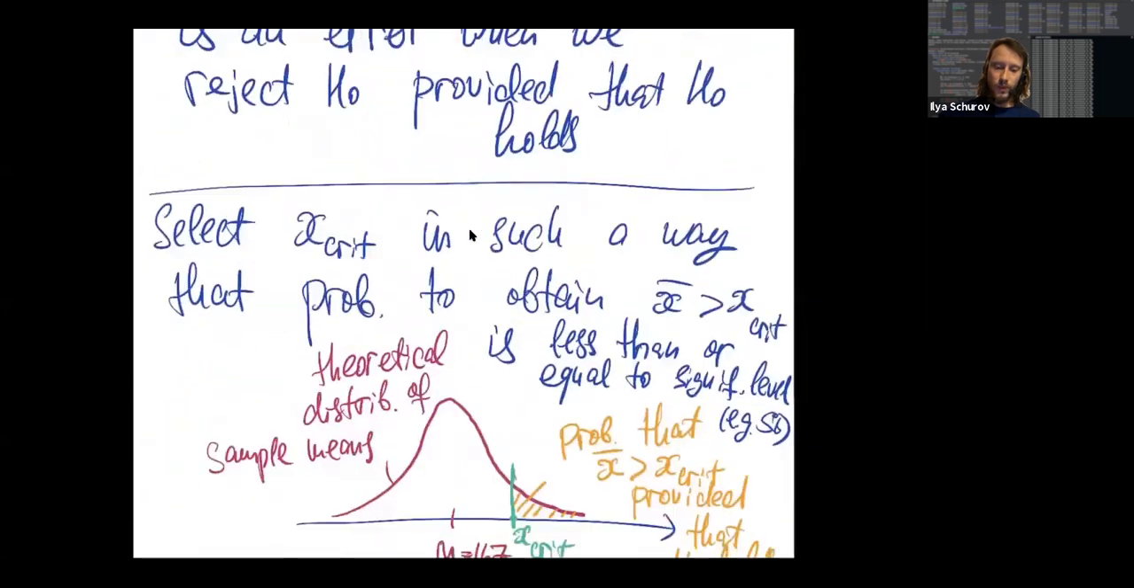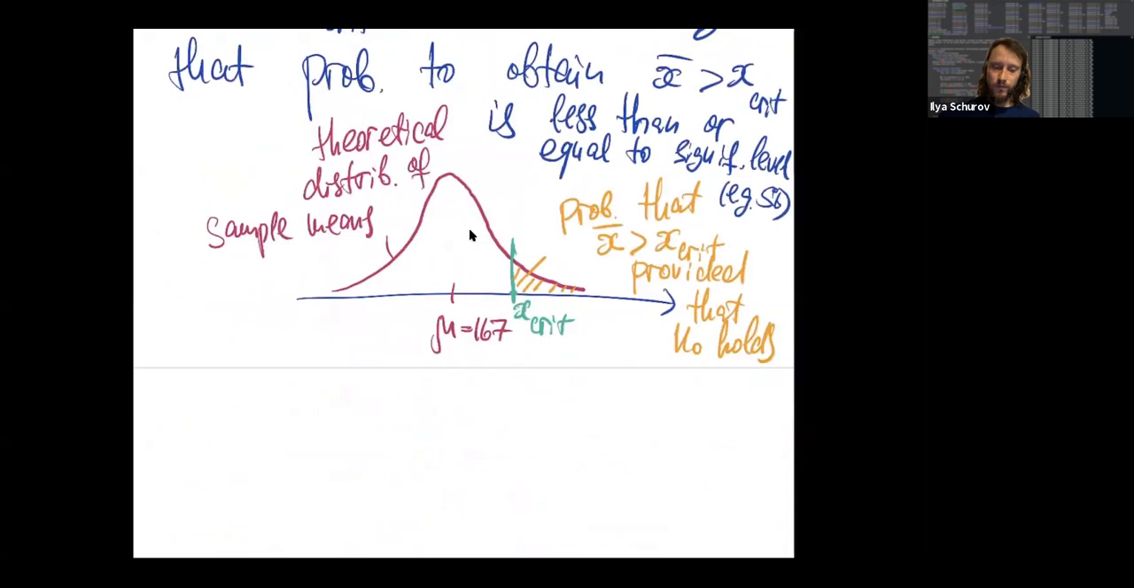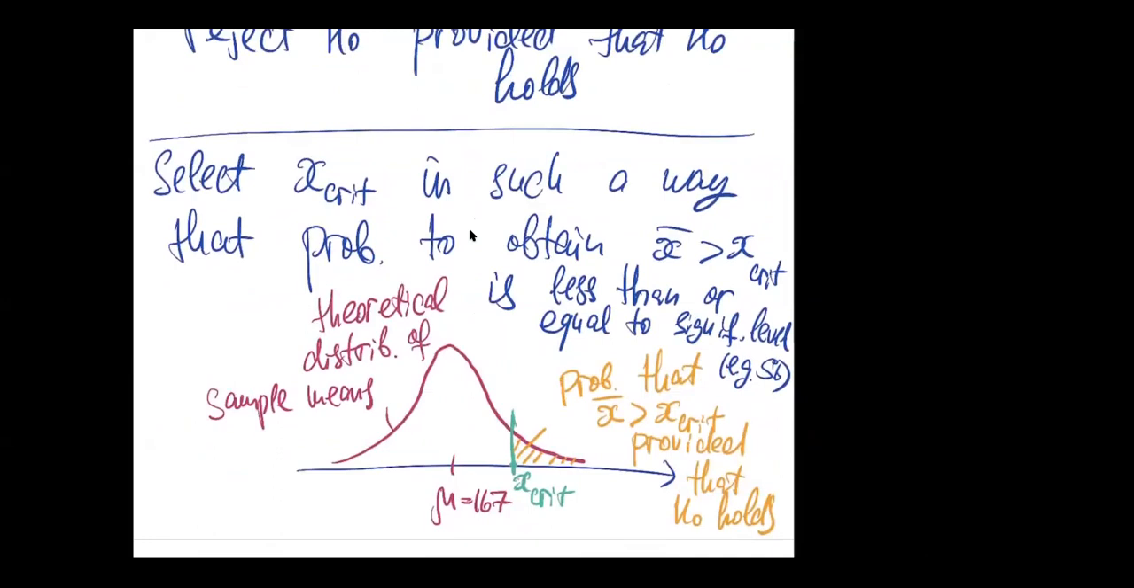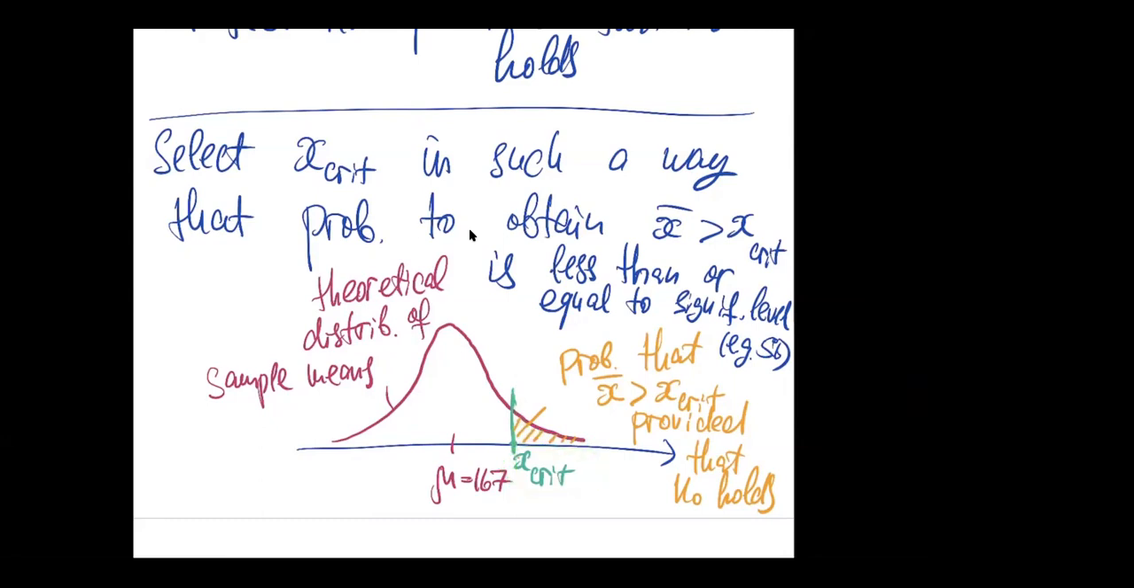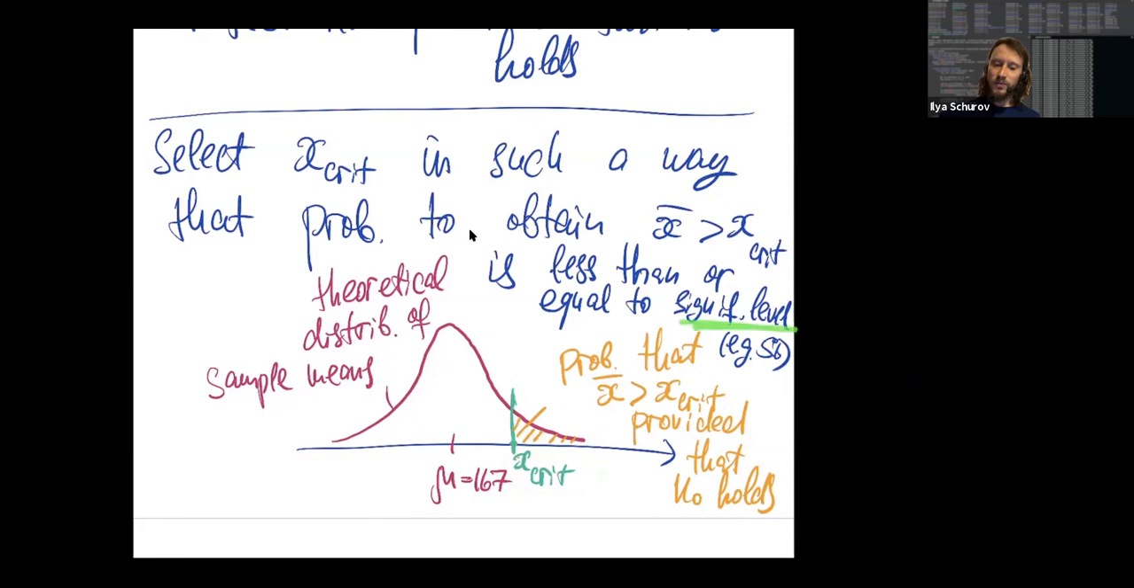And now, can you show the picture of the significance level? The significance level on this picture is this area under the curve, the area of this part. So I select this x critical in such a way that this area is equal to the significance level, because this area is my probability of rejecting the null hypothesis, provided that the null hypothesis holds. And I want this probability to be smaller than or equal to the significance level, not larger than the significance level. This is why I select this X critical in this way. Note that the significance level is a probability. This is very important. And probabilities on this picture are areas under this curve.